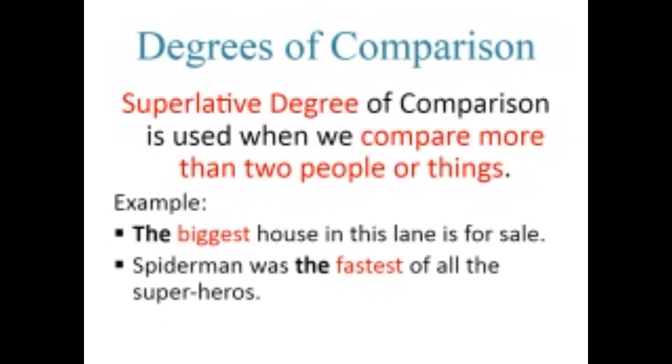Now I'm talking about all the houses in this lane. I'm not talking about any one house. I'm not talking about any two houses. I'm talking about out of all the houses, the biggest house is for sale, right? So there are again two words that have been highlighted. The word biggest is highlighted. Biggest refers to the superlative degree, and the word the before the word biggest is highlighted, right? So whenever you use superlative degree of comparison, you will see the word the before that.